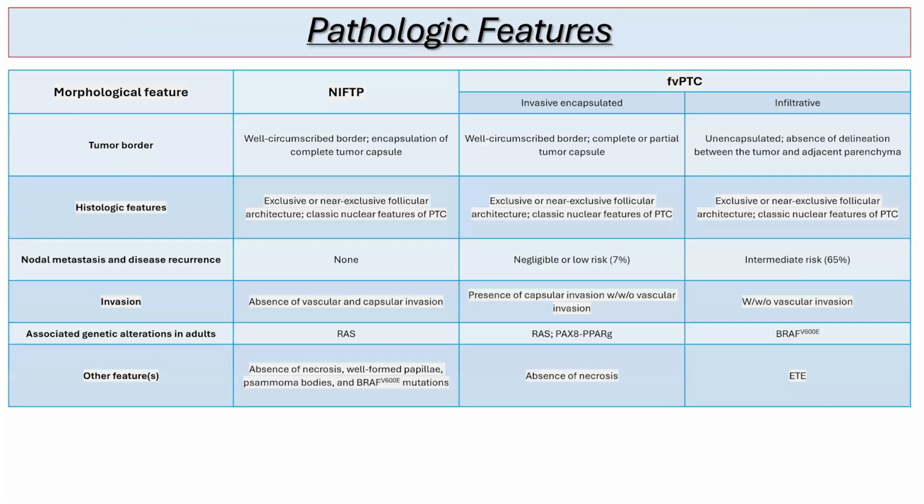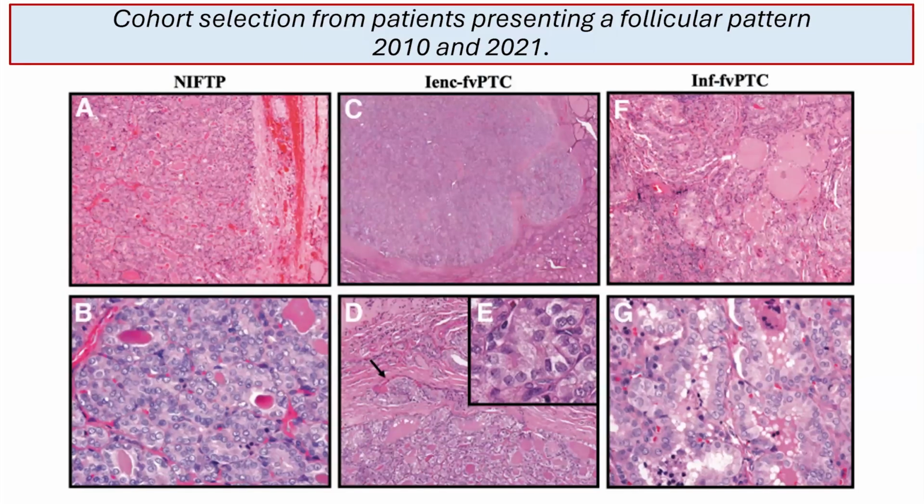So these are the histologic features, and then you can see the genetic alteration. These are the criteria that are applied in adults, and this is what the literature will show you. I do want to mention that for NIFT-P, there was absence of necrosis, lack of well-formed papillae, psammoma bodies, or BRAF mutations, because that excludes the diagnosis of NIFT-P. And the follicular variant of papillary carcinoma was invasive, encapsulated, which on low power just looks like a follicular carcinoma, and then the infiltrative lesions. So this is actually from the paper, and it shows you here.